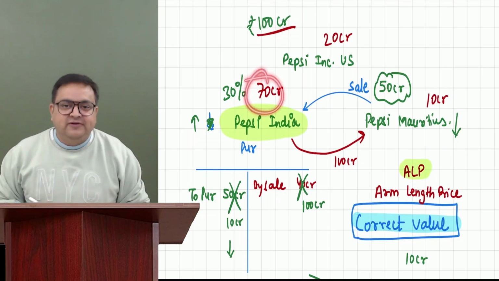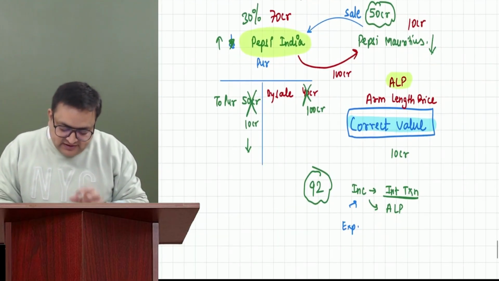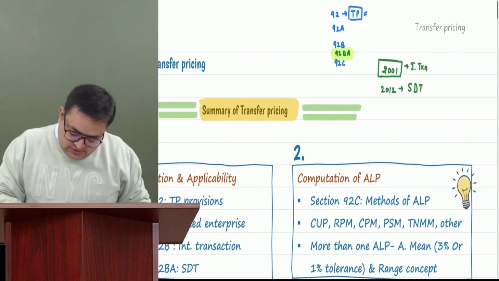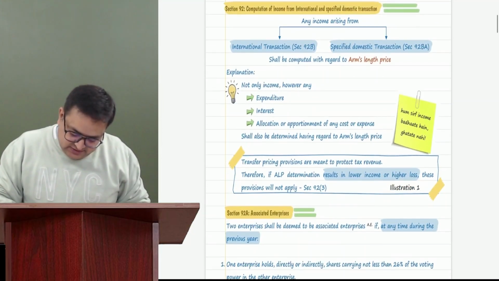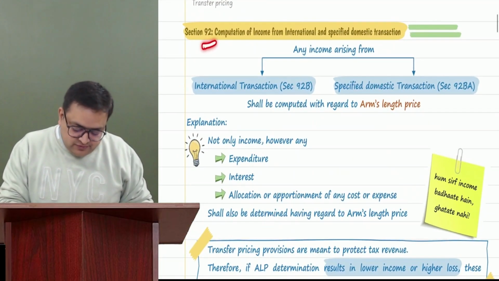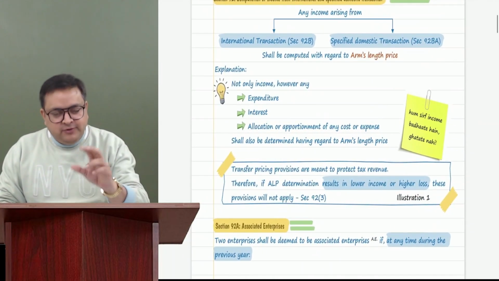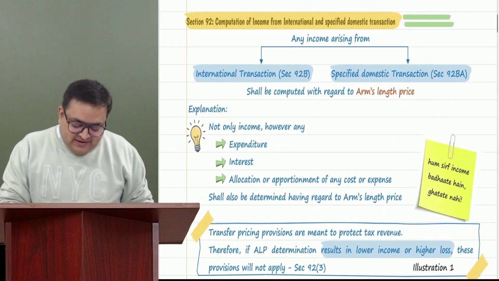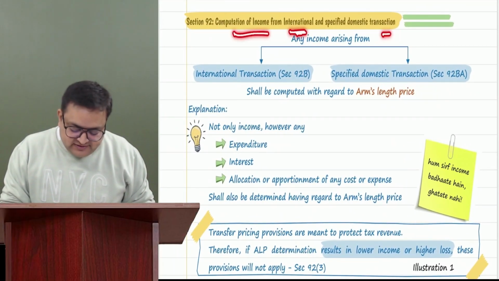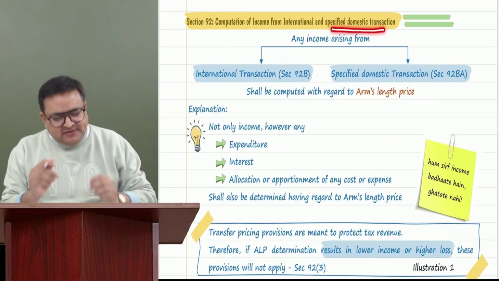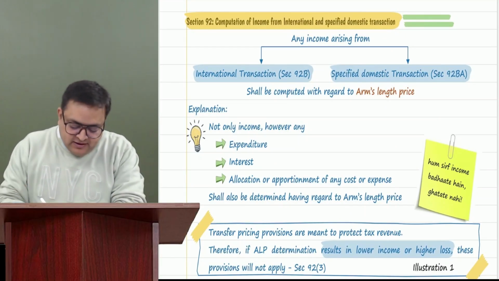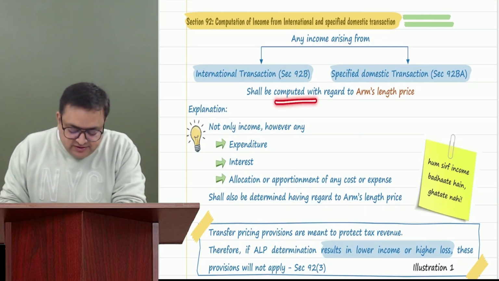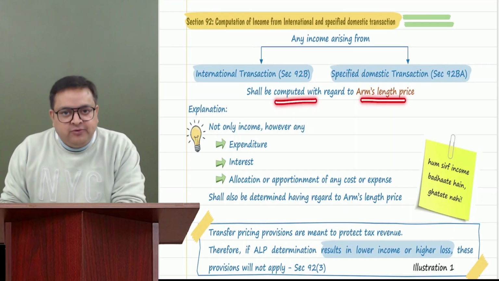So this is known as allocation of expenses. This is section 92. If you see in your book, second page, I'm telling you, this book is very beautifully prepared. Download it and you will realize it. Section 92: computation of income from international transactions and also specified domestic transactions. Specified domestic transactions I'll take after some time. It says any income arising from international transactions shall be computed with regard to arm's length price.